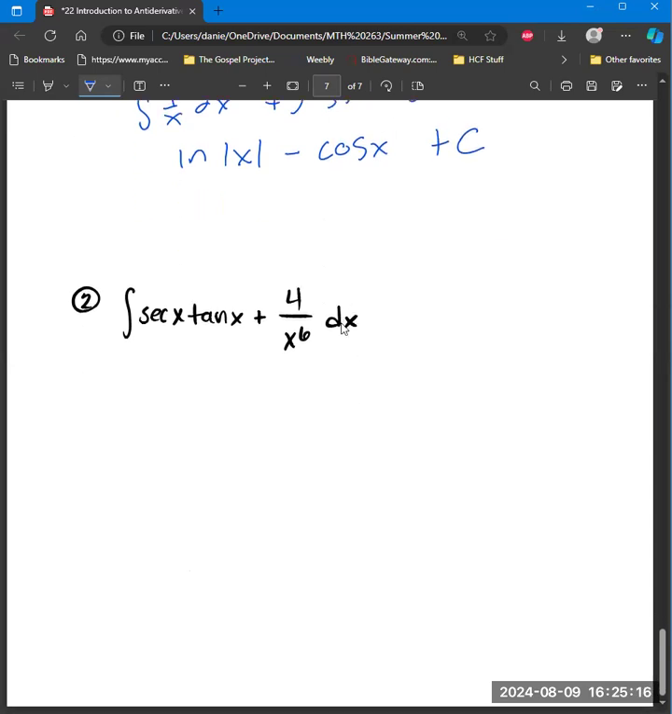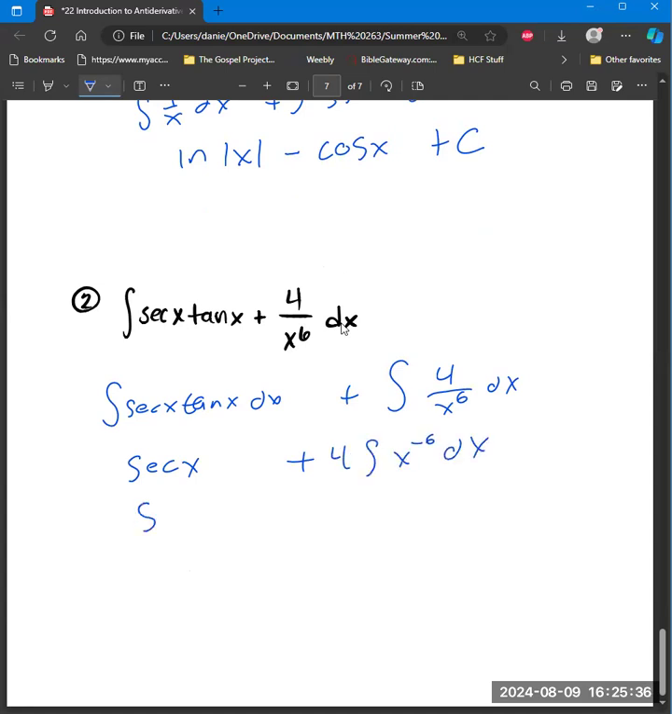We're going to split this up as well. So this is secant x tan x dx plus 4 over x to the 6th dx. This one is just a secant x. This is 4 times the integral of x to the negative 6th dx. This is secant x plus 4 x to the negative 5th over negative 5 plus c, which is secant x minus 4 fifths. And then I'm going to take that x to the 5th back down since it was a positive exponent to start off with.